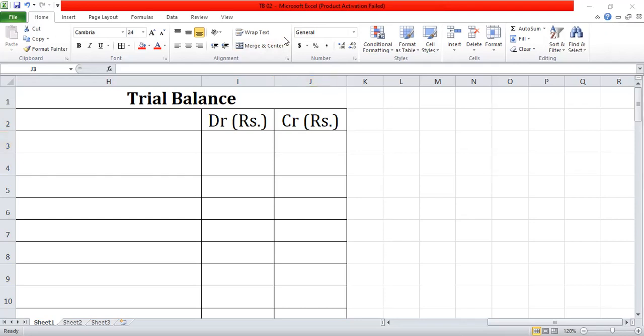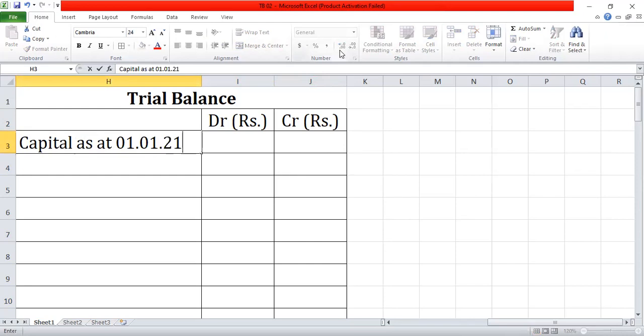What is the first balance provided to us? Capital. First write this down: 1st of January 2021.